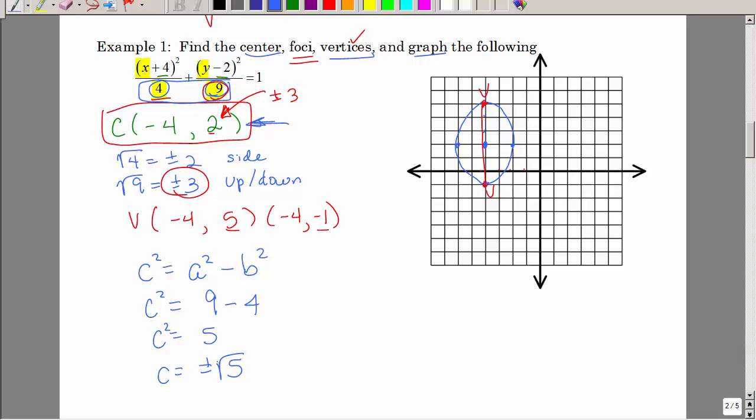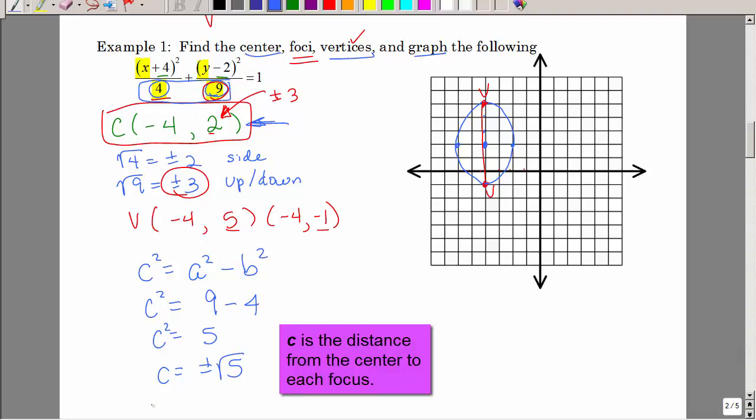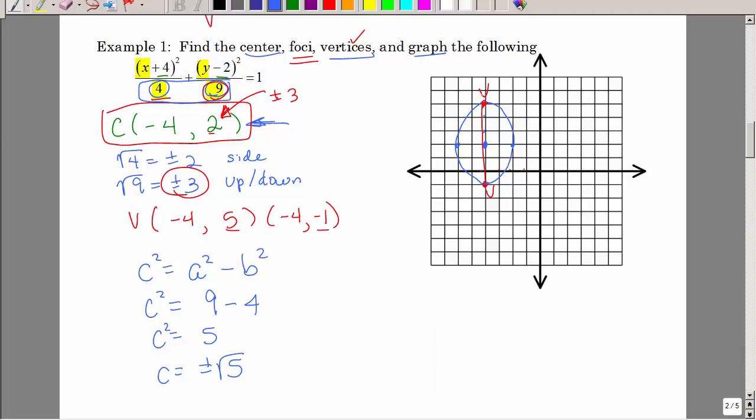That's not the foci. C is the distance from the center to each focus. And they're on the major axis. So that's about 2.14. So a little bit bigger than 2 each way. Now you don't have to graph those. I'm just trying to show you on the graph where they are located.